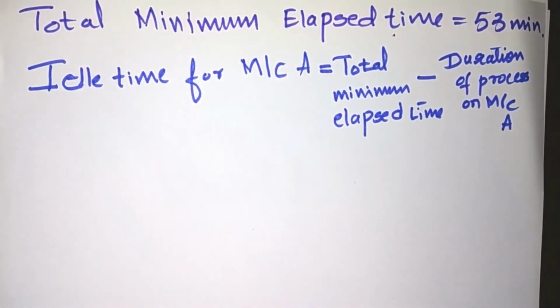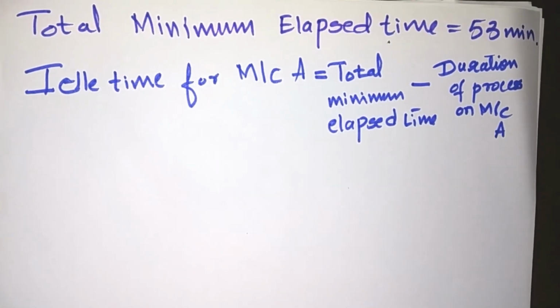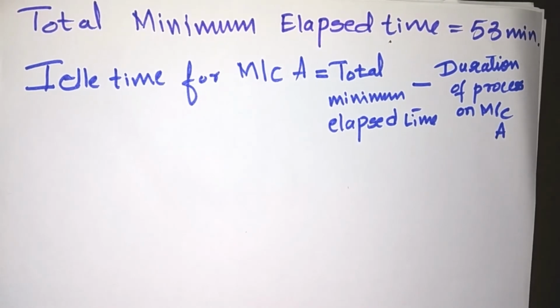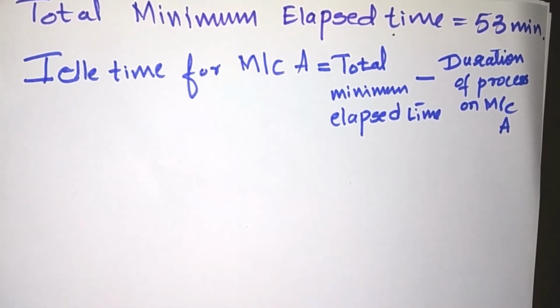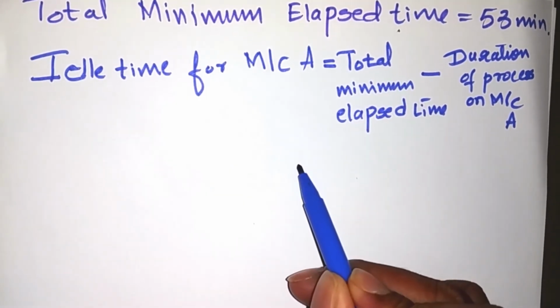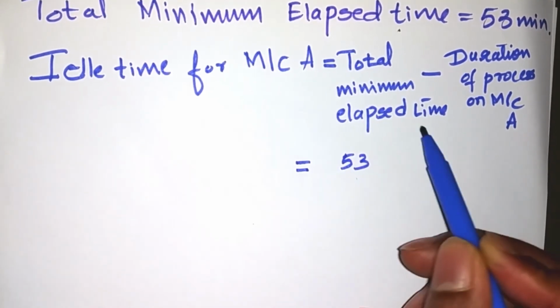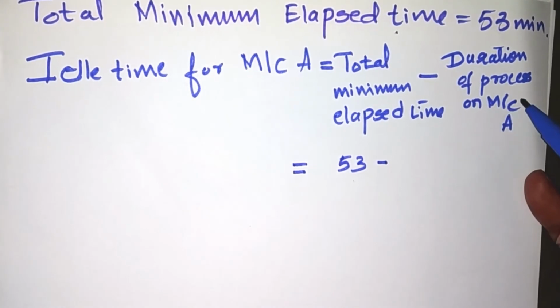Now we'll move ahead for calculating the idle time for machine A and B, and the formula that we have is, idle time is equal to total minimum elapsed time minus the total duration of that machine. Now from the calculation I got the total minimum elapsed time as 53 minutes, and we have a minus here, and we have the duration of processing on machine A.